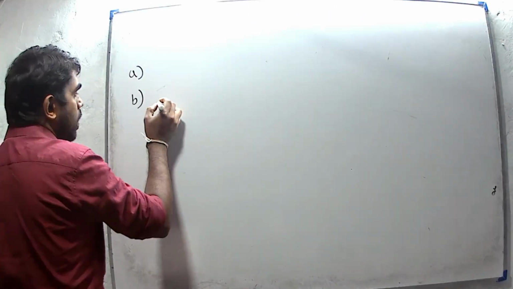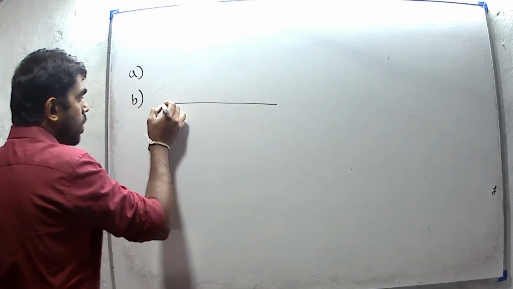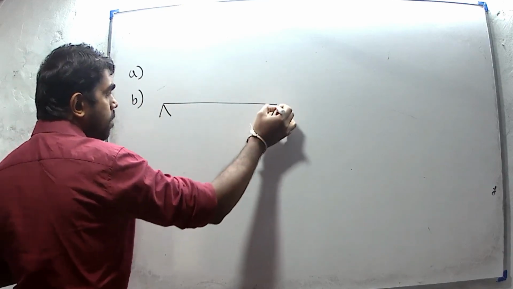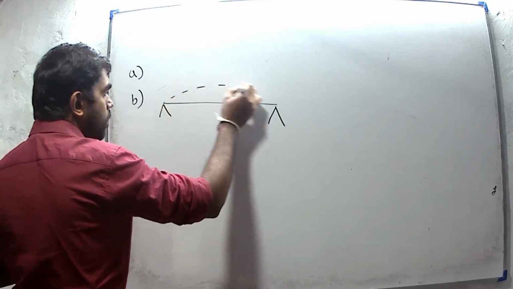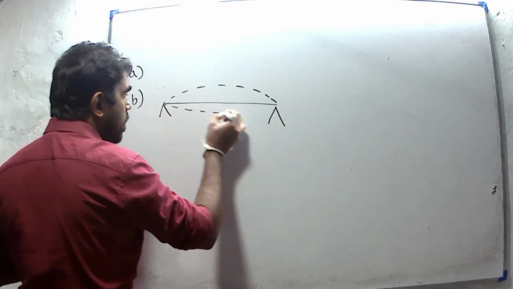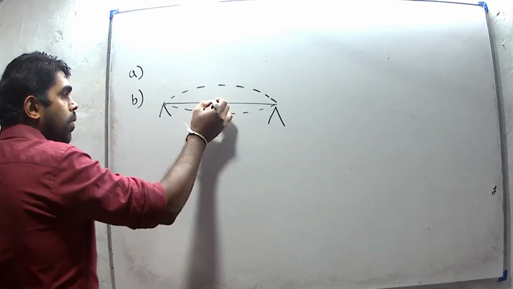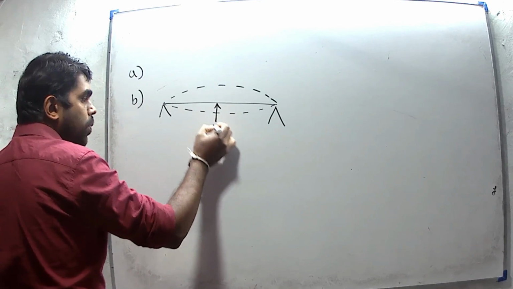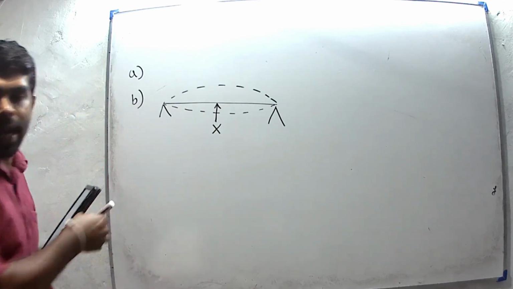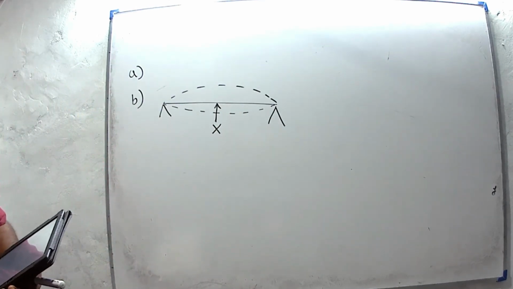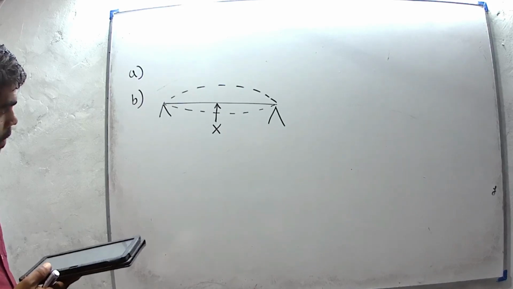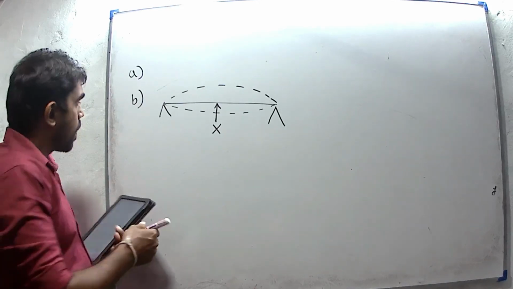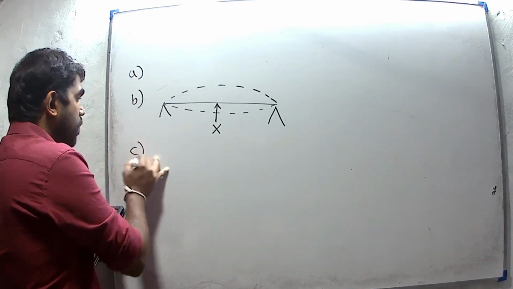We have to draw the fundamental waveform. It is like this. We have to mark the best place to place the paper rider. It is the midpoint of the wire. And then part C.